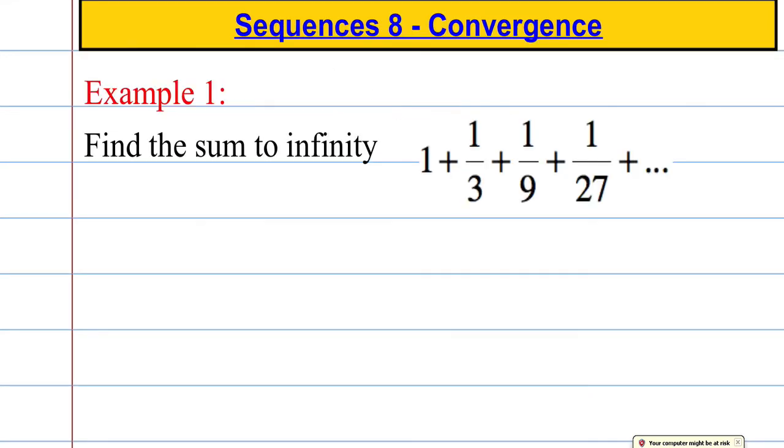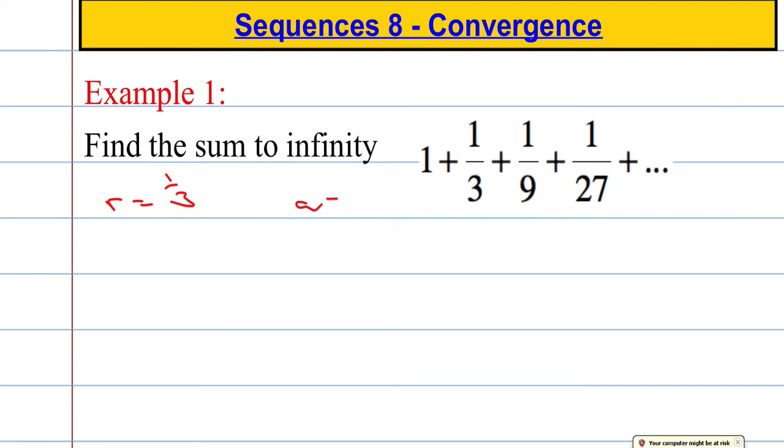Okay, so first thing we're going to do is work out the common ratio r. Hopefully you can see the common ratio r is 1 over 3. You can take any term and divide it by its previous term, you should get the common ratio. So essentially we're multiplying everything by 1/3.